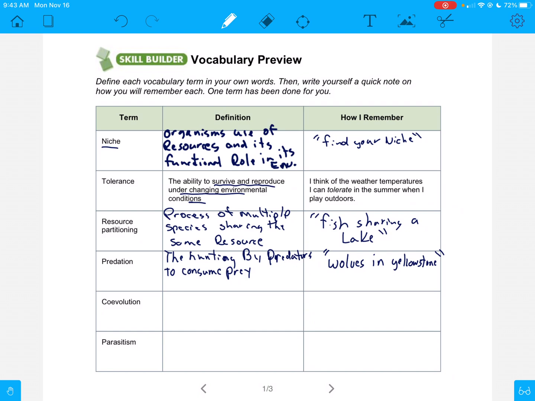So what is coevolution? It's when two species evolve and adapt in response to each other. Okay, so when two species evolve and adapt in response to each other, that's coevolution.